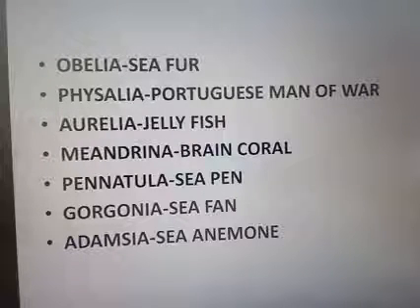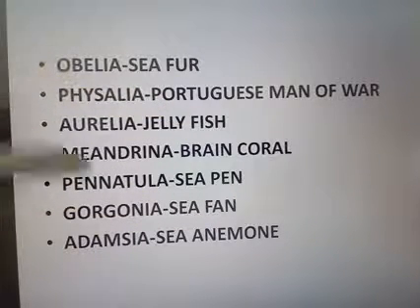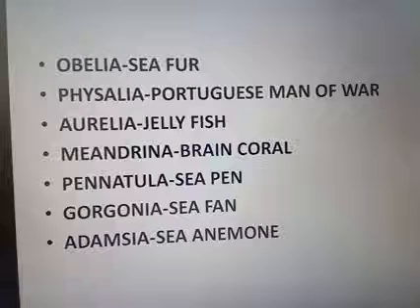All these names are very important. Sometimes, from the exam point of view, they ask just the name and you have to find the correct matching. So these names are very important. Obelia, sea fur. Physalia, Portuguese man of war. Aurelia, jellyfish. Mandrina, brain coral. Pennatula, sea pen. Gorgonia, sea fan. Adamsia, sea anemone. I hope all of you can understand this topic, phylum Coelenterata. Clear?